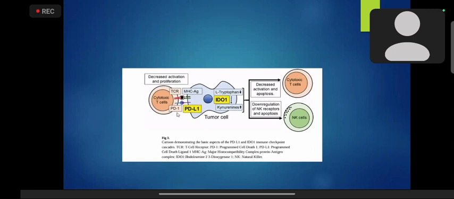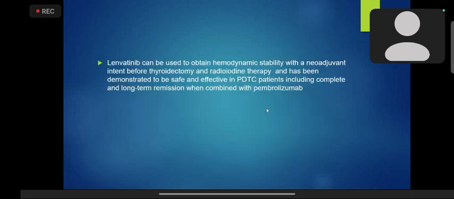So this is the flow chart of how PDL1 and PD1 act on the tumor cells, and IDO1 decreases the activation and apoptosis and down-regulates natural killer cell receptors. So what they found is that lenvatinib can be used with neoadjuvant intent before thyroidectomy and RAI, and has been demonstrated safe and effective in poorly differentiated thyroid cancer, including complete and long-term remission when combined with pembrolizumab.